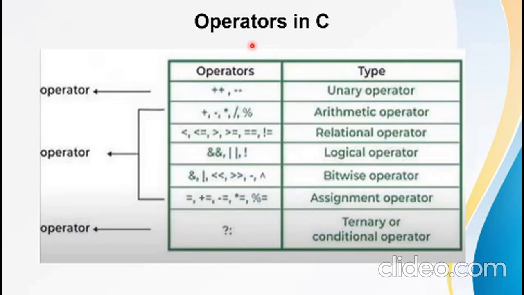What are the operators in C? Operators perform specific operations in the C language or any other programming language. Here is the list of operators and their types. Arithmetic operators are used for addition and subtraction. Relational operators are used to check the relation between two numbers: greater than, less than, greater than or equal to, less than or equal to, not equal to. Then the logical operators and, or, not, bitwise operators, the assignment operator which is used to assign a value to a variable, and the ternary or conditional operator.